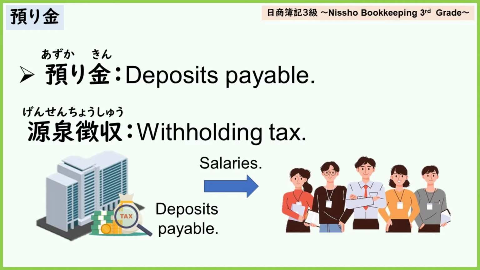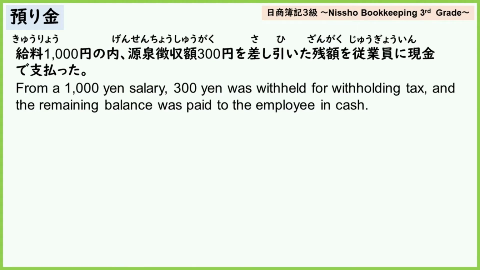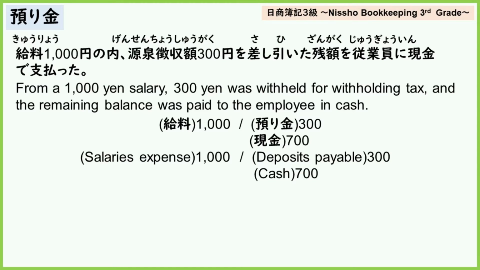Let's consider the journal entries. From a 1,000 yen salary, 300 yen was withheld for withholding tax, and the remaining balance was paid to the employee in cash. The journal entry is debit, salaries expense 1,000. Credit, deposits payable 300, cash 700. We are holding 300 yen of the salary in advance, so we will credit it as a deposit payable. Furthermore, we have paid the remaining balance of 700 yen in cash, so we will credit it accordingly. We will debit salaries expense as an expense account.